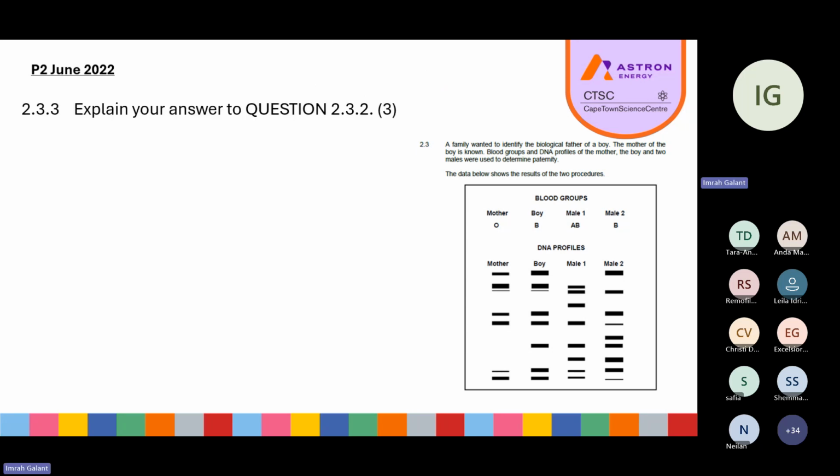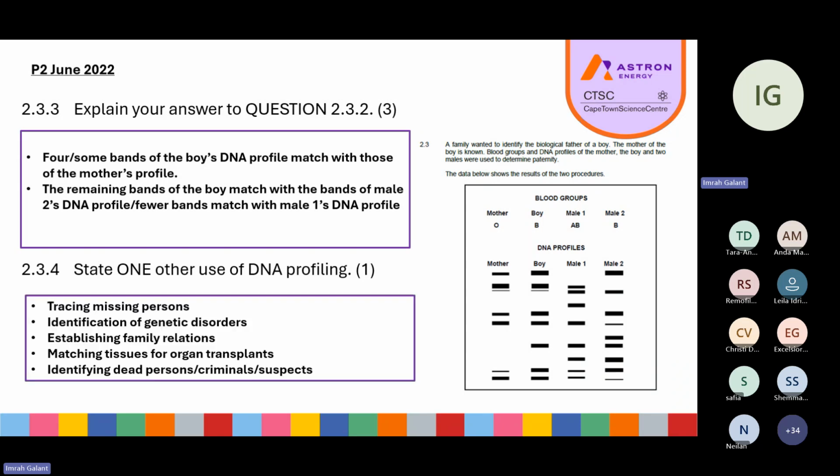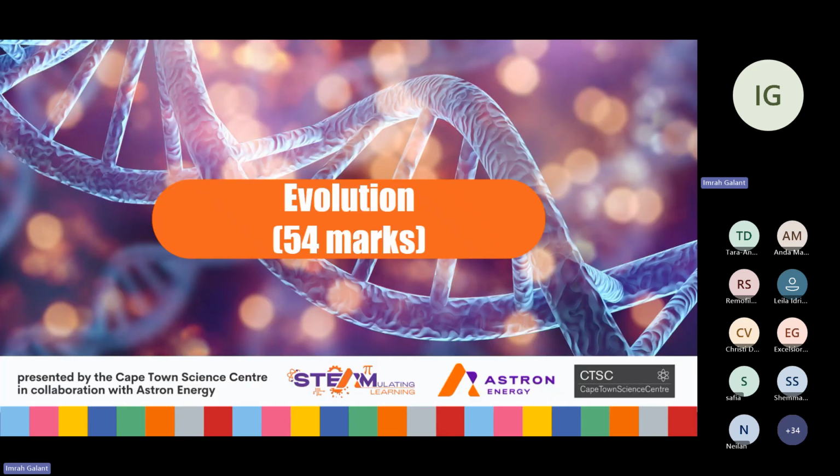So let's move on to the next set of questions. So this is state 1 other use of DNA profiling. Again, that's for 1 mark, so you can just state 1. So it says tracing missing persons, identification of genetic disorders, establishing family relations, matching tissues for organ transplants, identifying dead persons, criminals, or suspects. So you can name one of those. Okay, moving on to the next section.